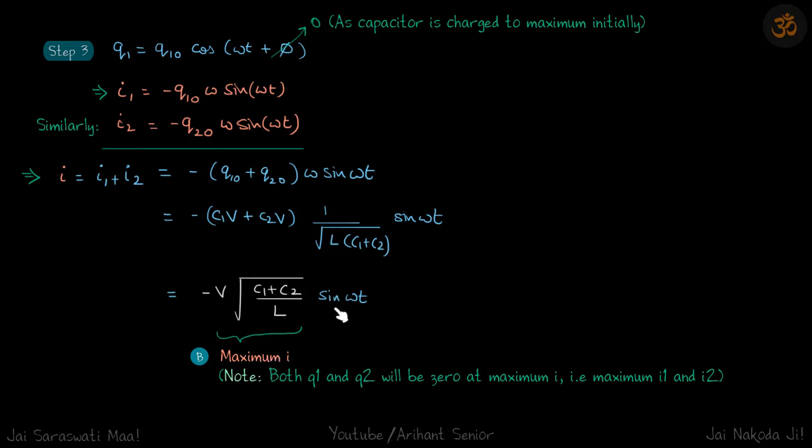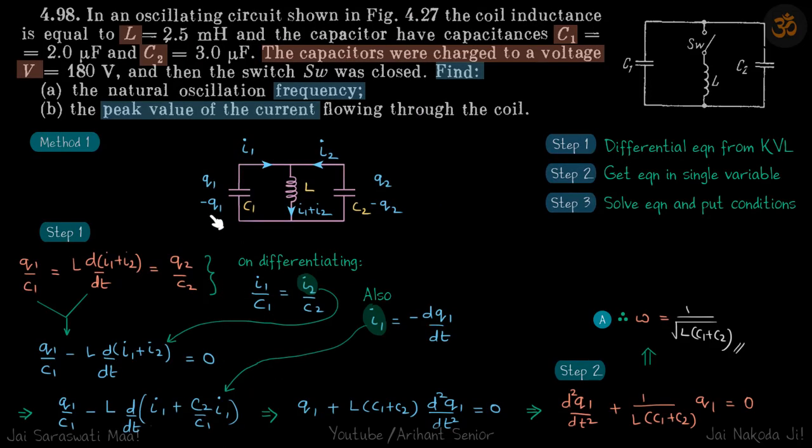You can see here quite obviously that when the current is maximum, here is a sin ωt term and here is a cos ωt term. So when current is maximum, charge on the capacitor will be 0 on both the capacitors. So this is the first method, which is the standard way of doing it.